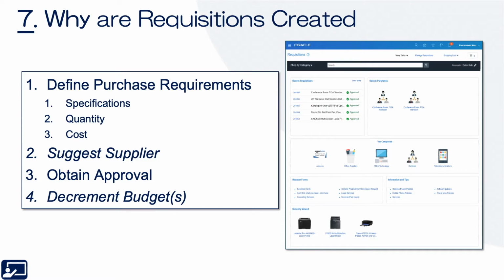Seventh topic, why are requisitions created? Well, first and foremost, they define the purchasing requirements. So you see here specifications, quantity, cost, but there are also internal values like a delivery location or any number of values like a category that may drive accounting. Requisitions also allow the front end or the requester to suggest a supplier, whether chosen or not. In theory, the requester says what they want, procurement or the buyers say who, but oftentimes they will suggest and use that supplier. Then with the request, you can obtain approval, and like we talked about much earlier, you can manage, decrement, or enforce budgets.